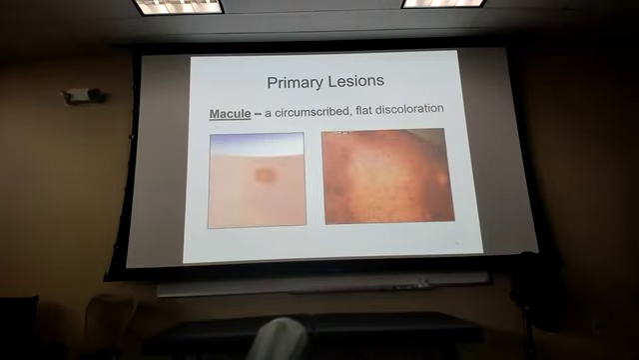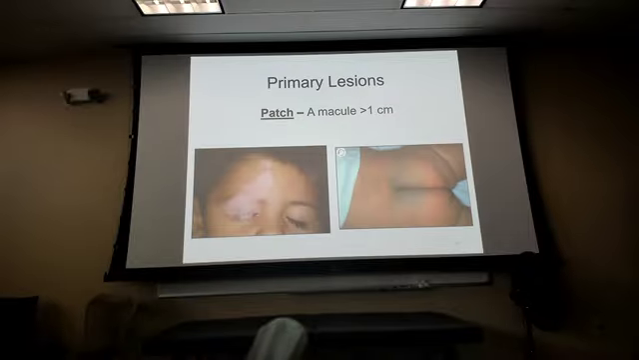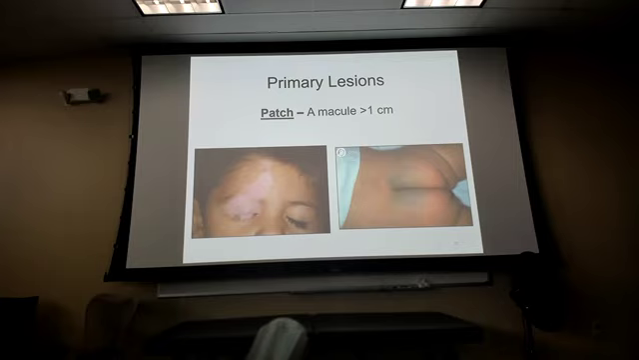So there's that macule, a circumscribed, how do we say that? I always say circumcised. Circumscribed, okay? I'm not trying to be weird, it's just how it comes out. Flat discoloration, all of those things, okay? We can have a patch, which is the same thing as a macule, but it's greater than 1 centimeter. So if it looks like a macule but it's big, it's greater than 1 centimeter.